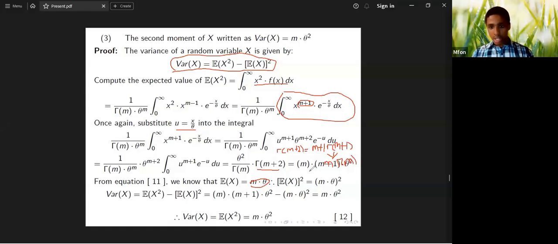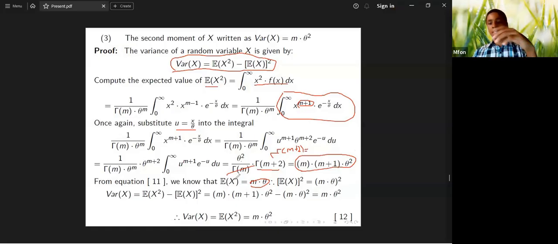Sorry if you can't see. So now the gamma of m will cancel out this gamma of m. So I'm left with m plus 1 and m times theta squared. Solving, we'll get our required equation that m times (m plus 1) times theta all squared is the same thing as the expected value of x squared.